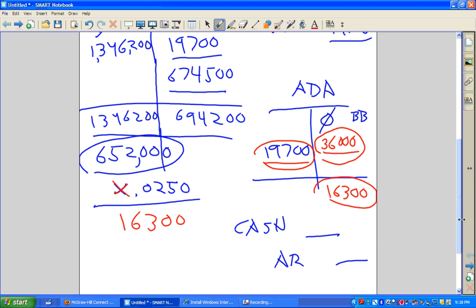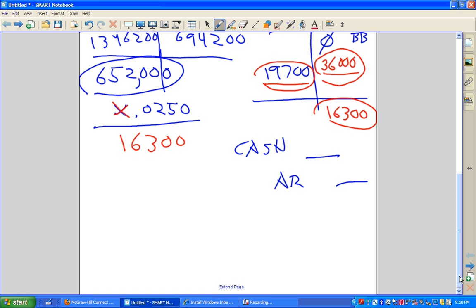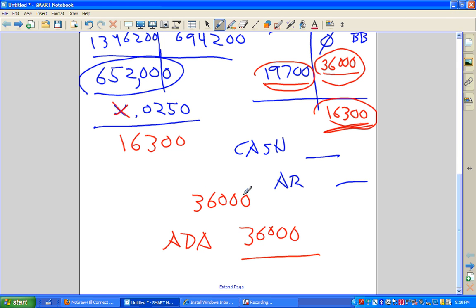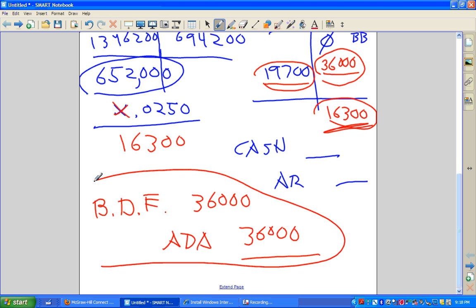My journal entry actually looks like this. Okay, I'm going to go ADA credit of 36,000 to make this balance here 16.3, and the corresponding debit of 36,000 for this journal entry. This was bad debt expense. And this is a very real expense that happens and hits the income statement right here, right now.